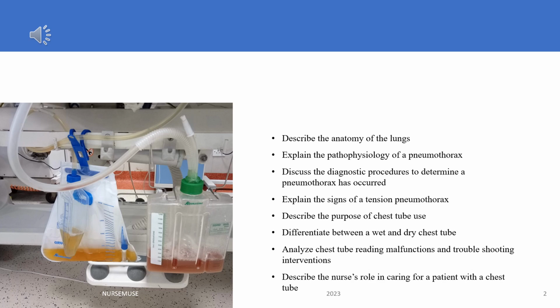In this lecture, we are going to be talking about the anatomy of the lungs. We're going to be talking about the pathophysiology of a pneumothorax, discuss the diagnostic procedures to determine a pneumothorax has occurred, give you the signs of a tension pneumothorax, and describe the purposes of chest tubes and differentiate between a wet and a dry chest tube and analyze any chest tube reading malfunctions and how to troubleshoot the chest tube. And we're going to also talk about the nurse's role in caring for a patient with chest tube.